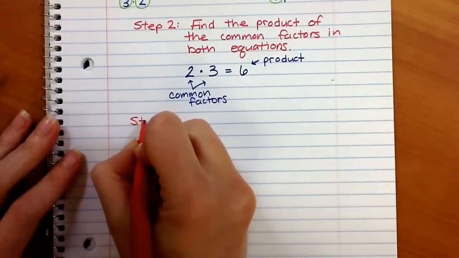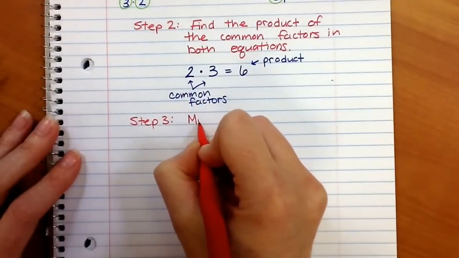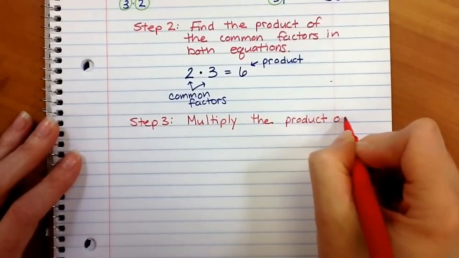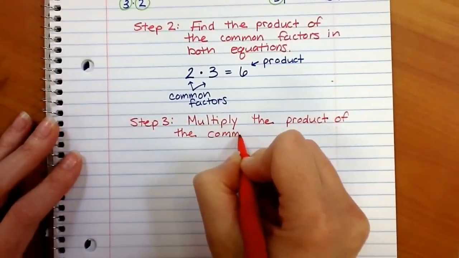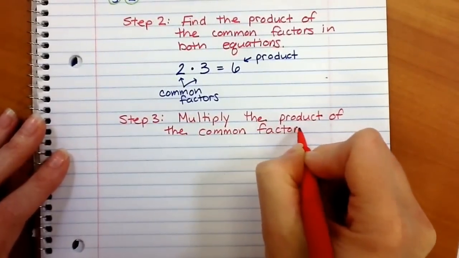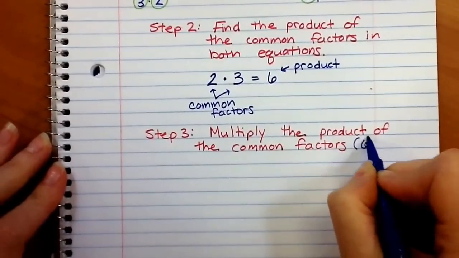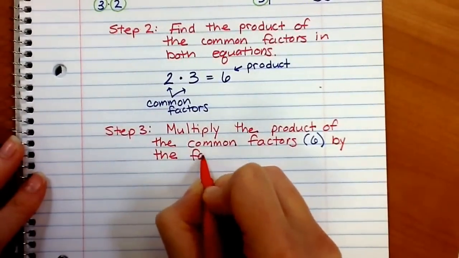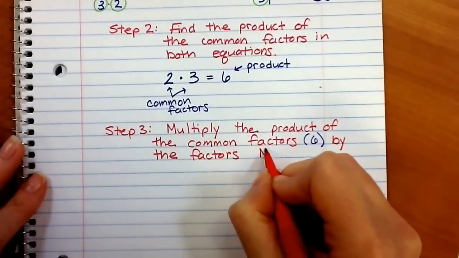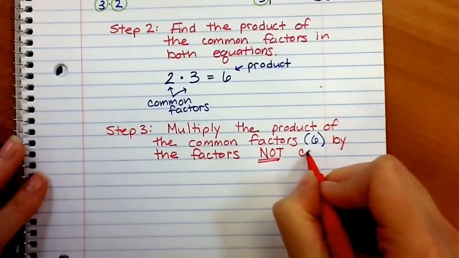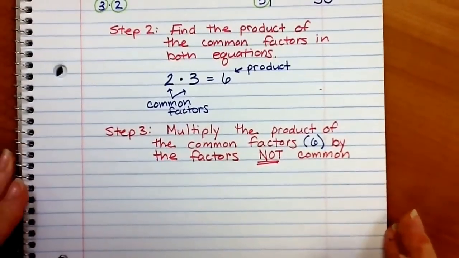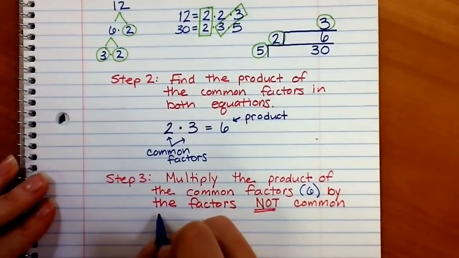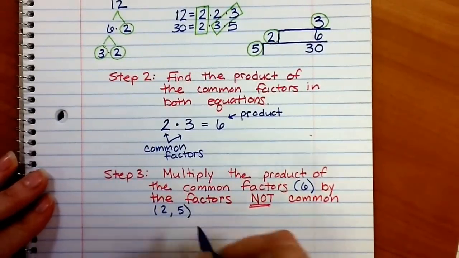Step 3, you're going to multiply the product of the common factors, and in our case the product was 6, by the factors not common. And if I look back up here, I will see my 2 factors that were not in common were 2 and 5. So I would put 2 and 5 right there.